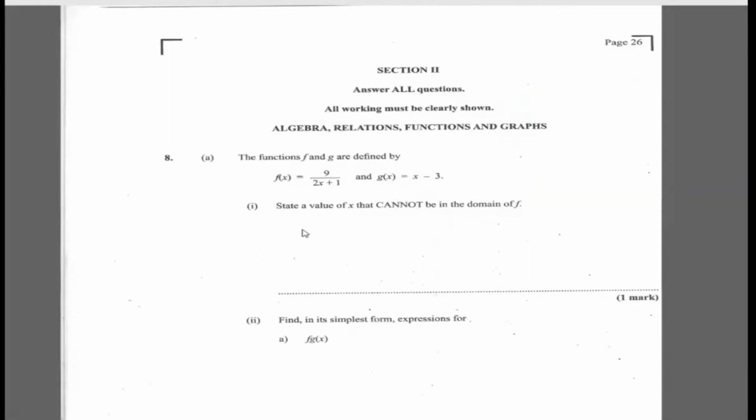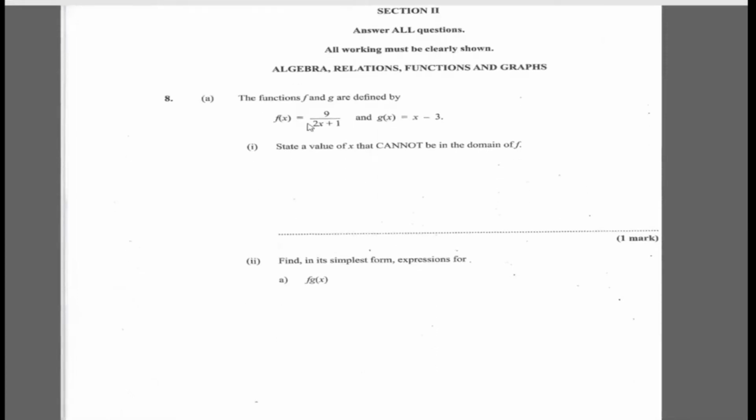Now it tells us that f and g are two functions. Since f and g are two functions, it says state the value of x that cannot be in the domain of f. Now the function is undefined when the denominator is 0. So whenever 2x plus 1 is equal to 0, f is undefined.